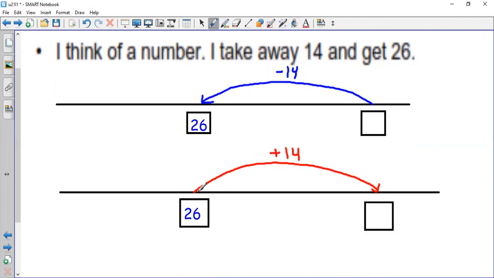So I will start from 26, and instead of going back 14 steps, I will go forward 14 steps until I reach the missing number. So 26 plus 14 is equal to: 20 plus 10 is 30, 6 plus 4 is 10, 30 and 10 is equal to 40. So the missing number here is 40. So the password for all these examples is reversing the action.